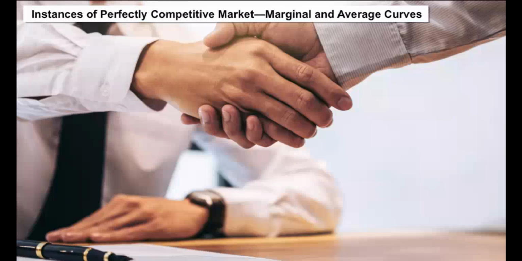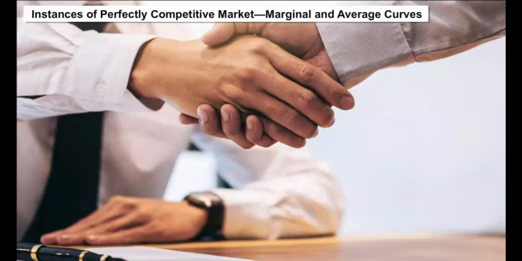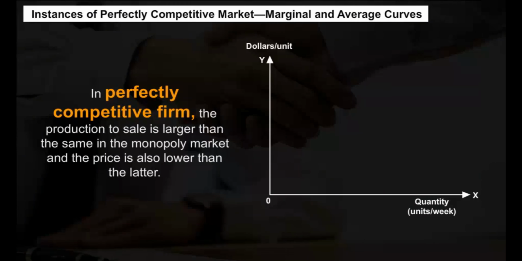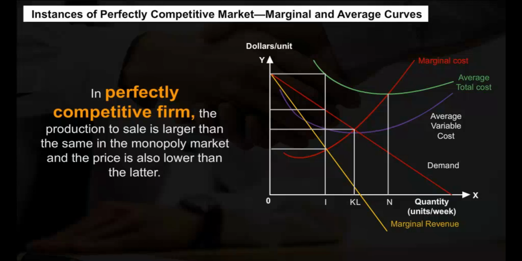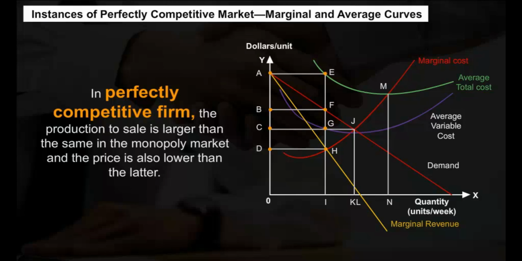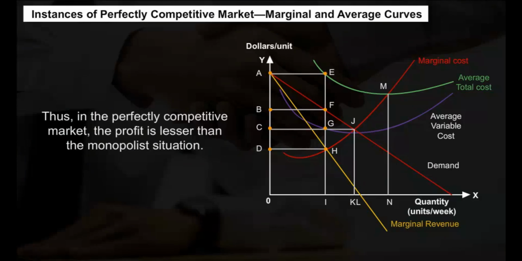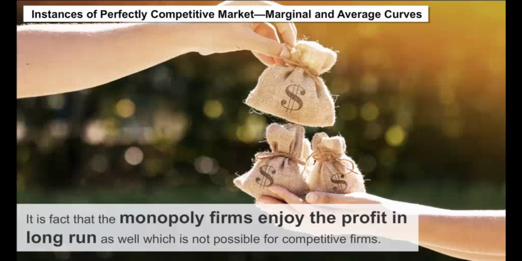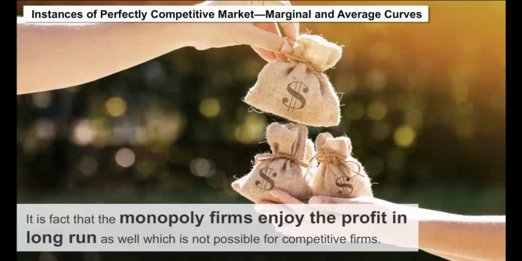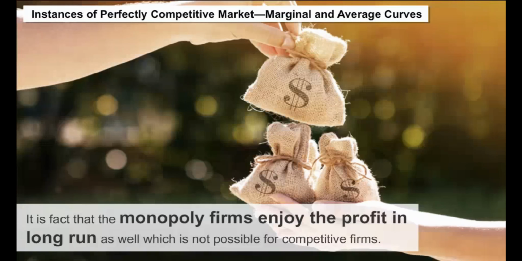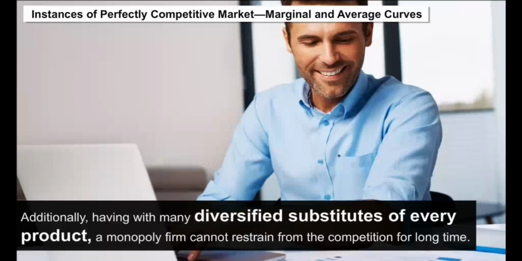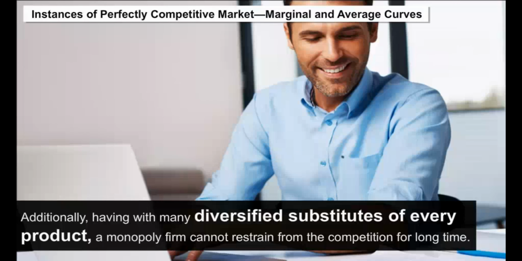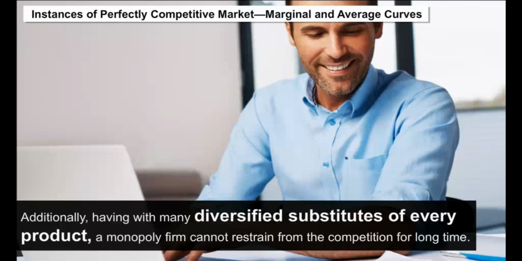Instances of perfectly competitive market, marginal and average curves. In a perfectly competitive firm, the production for sale is larger than the same in the monopoly market, and the price is also lower than the latter. Thus, in the perfectly competitive market, the profit is lesser than in the monopolist situation. It is a fact that monopoly firms enjoy profit in the long run as well, which is not possible for competitive firms. Additionally, with many diversified substitutes of every product, a monopoly firm cannot restrain itself from competition for long.